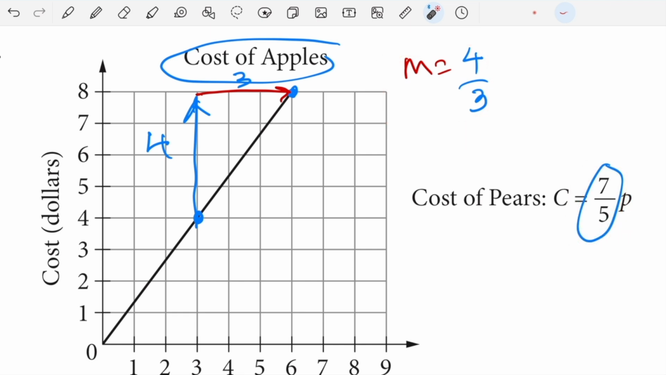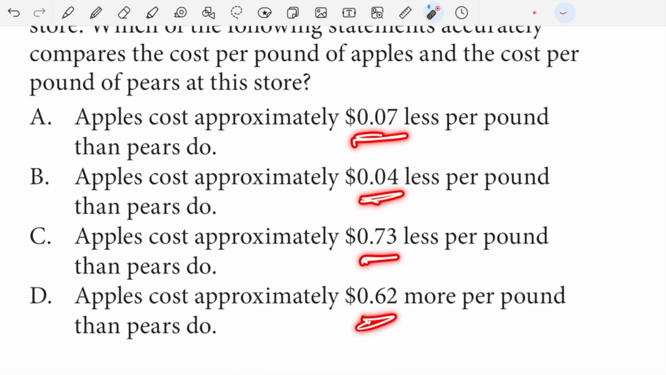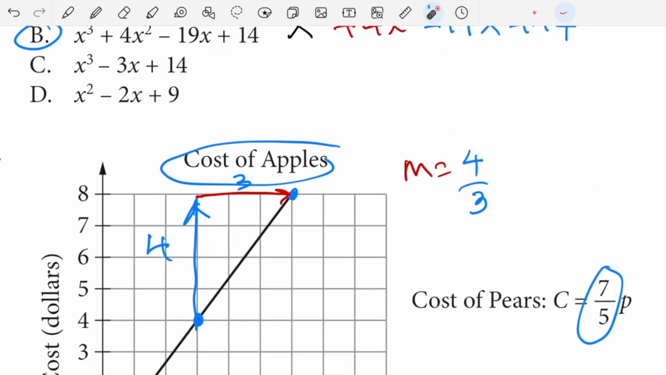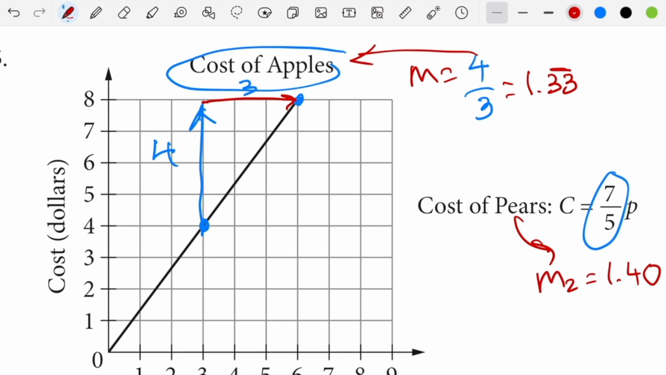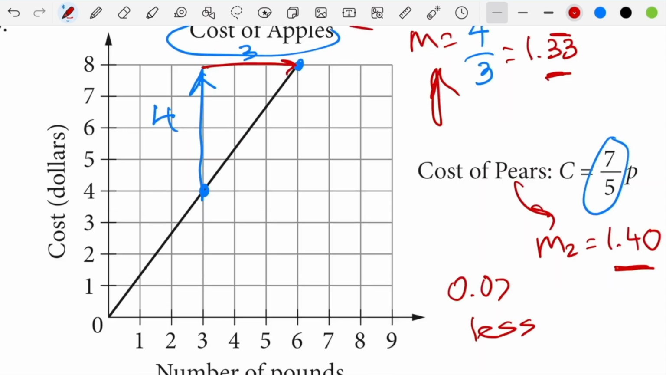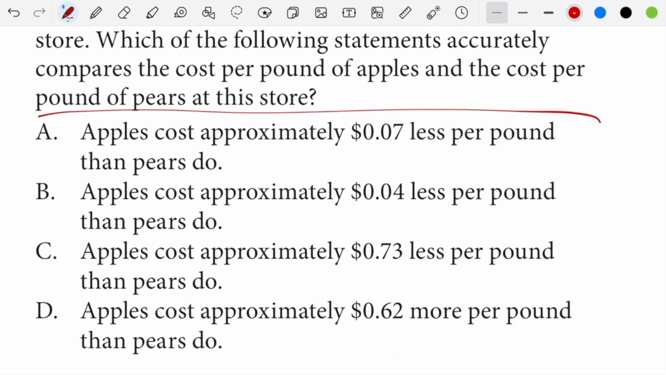As you can see, the answers are given in decimals. So I need to find the values as a decimal. So 4/3 is 1.33333 repeating. 7/5 is 1.4. These are the apples and this is the pears. As you can see, the apples are 7 cents less than the pears, right? So this one is 7 cents less than the pears. Therefore, my answer is A.